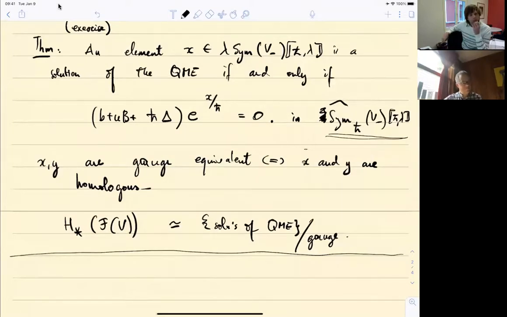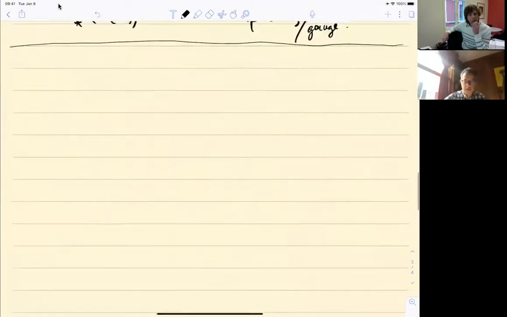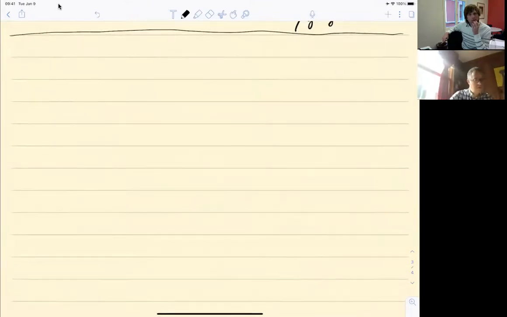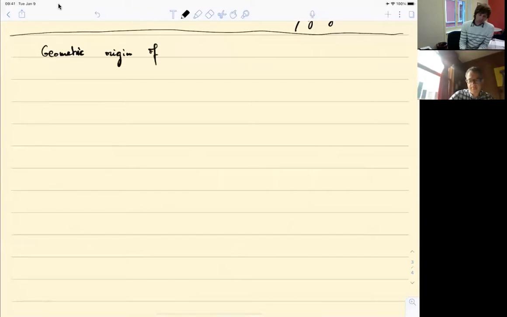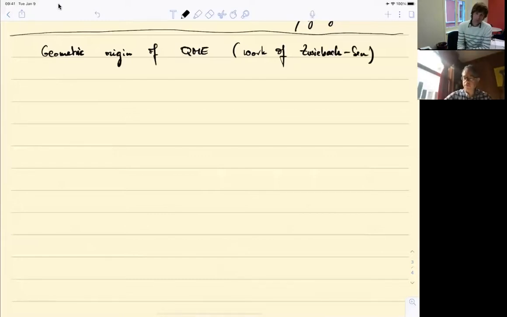All right, if there are no questions, now I want to explain to you the geometric origin of this quantum master equation. And this is the work of Zwiebach and Sen, two physicists.